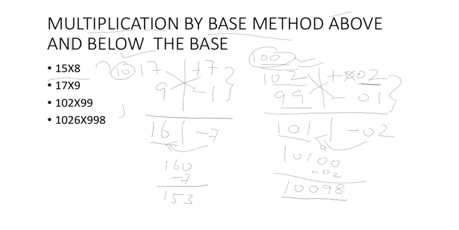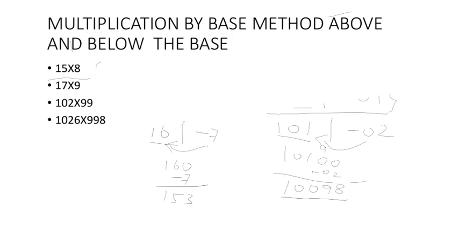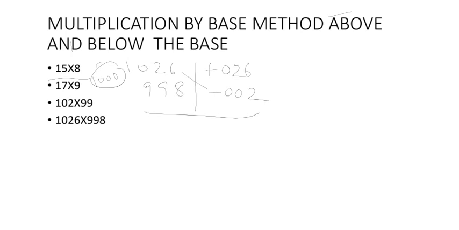Similarly we can solve the other problem also. Let me take the final problem. 1026 and 998. Here, after seeing these numbers, we will definitely confirm the base value as 1000. It is 26 more than the base, and here it is 2 units less than the base. So when we take the crosswise difference or crosswise addition, the answer will be 1024. And here when we multiply this 26 with 2, it will be 52.